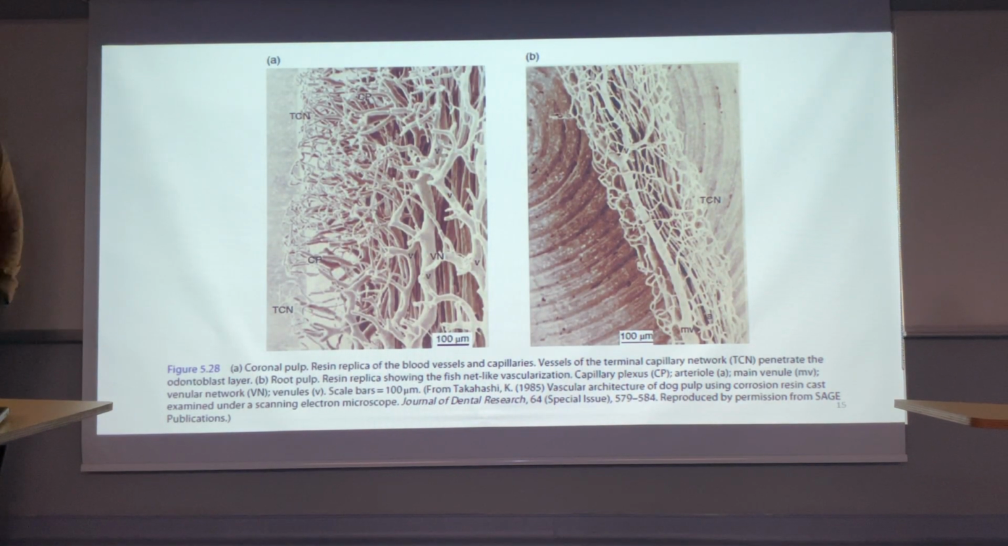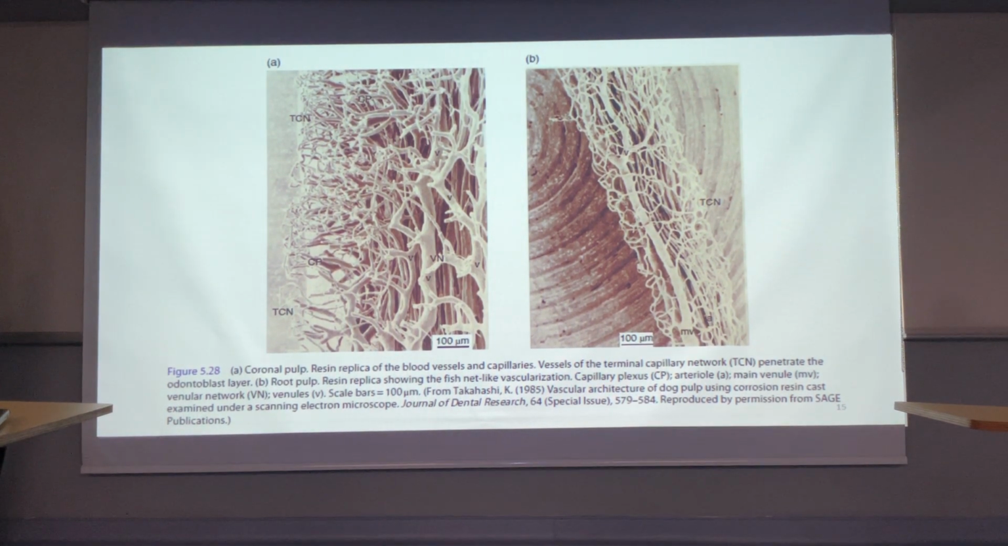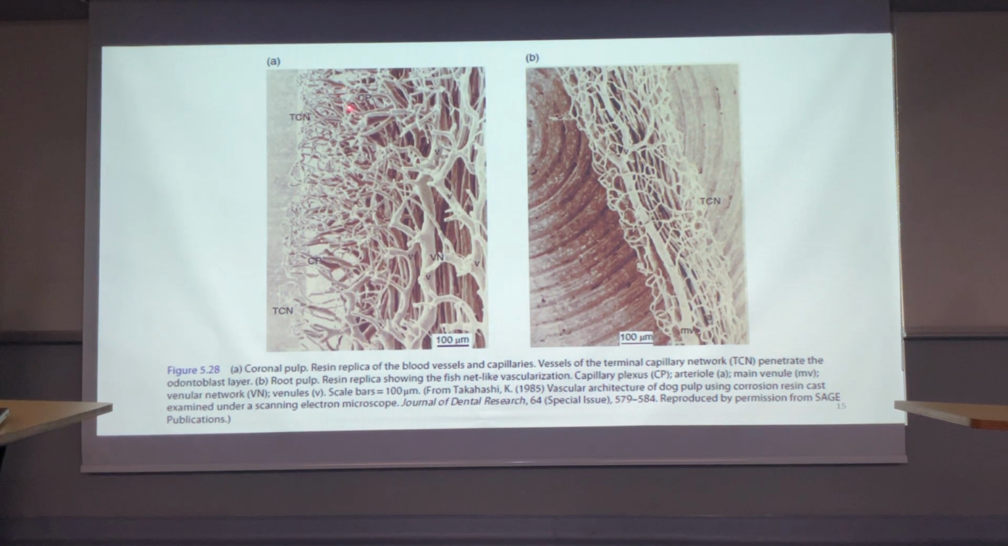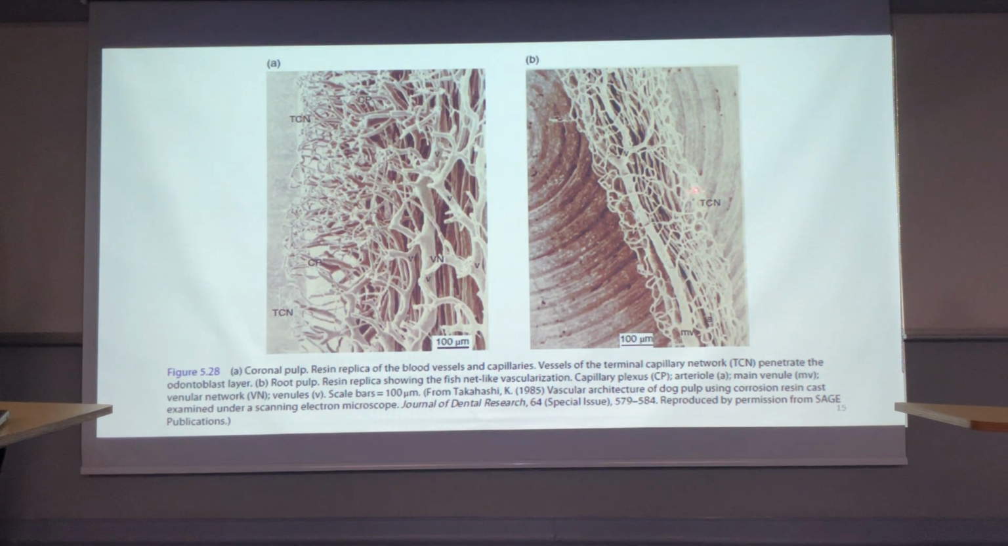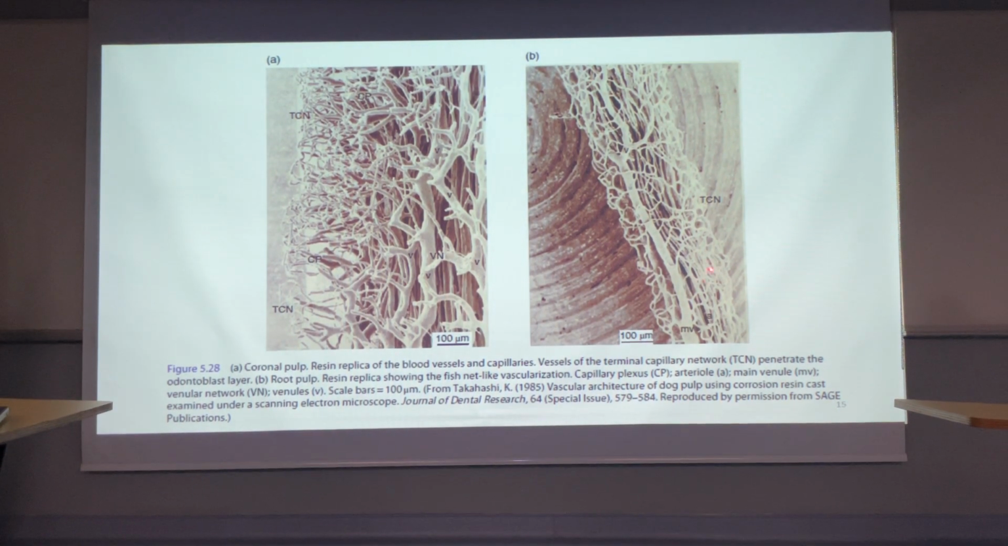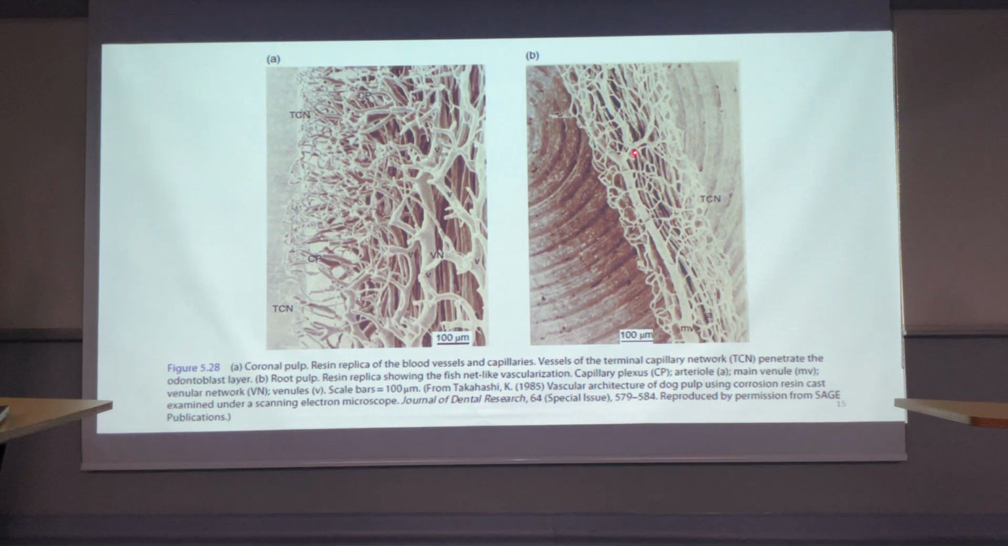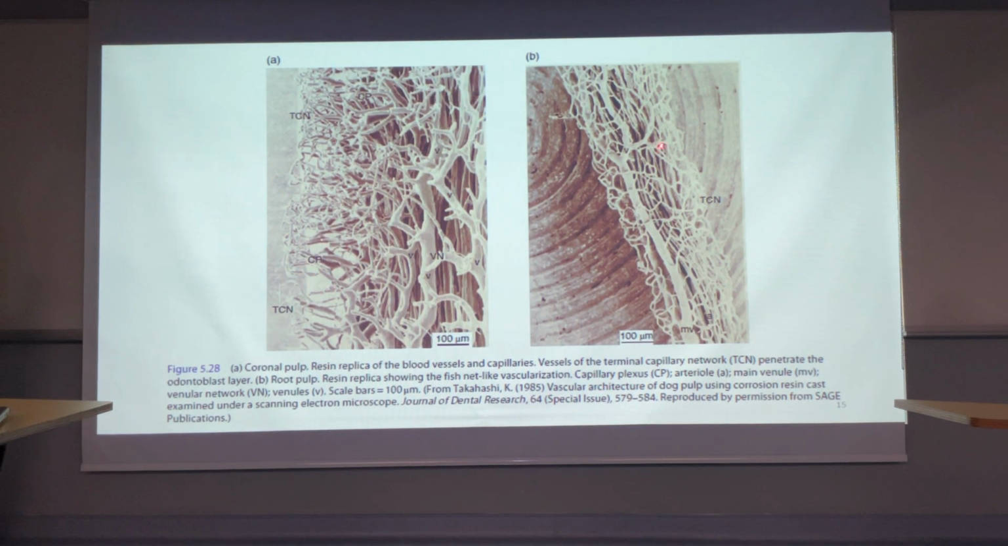Here you can see the distribution of blood vessels in the pulp. All of these structures are the blood vessels present in the pulp. Again, here you can see these blood vessels branched from the main blood vessel and form this capillary network.